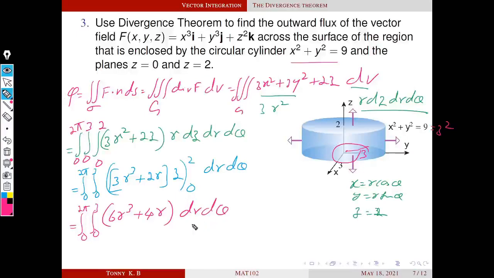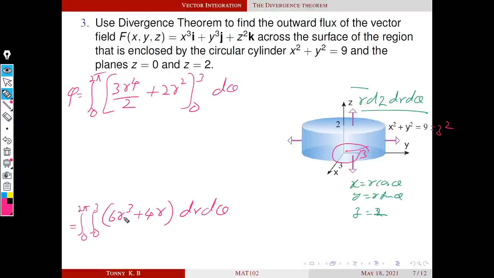Next we have to integrate with respect to r. This becomes r raised to 4 by 4. By simplifying, we cancel a 2, so this becomes 3 by 2 r raised to 4. And this is r square by 2, so by cancelling the 2, this becomes 2r square. And these are the limits, 0 to 3. Upon substituting the upper limit and lower limit, this expression becomes 279 by 2 d theta.